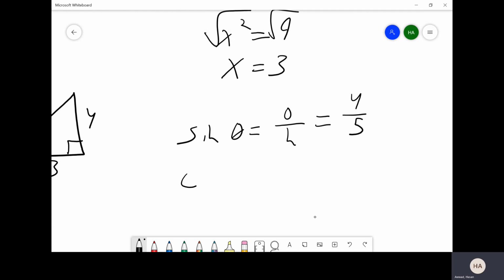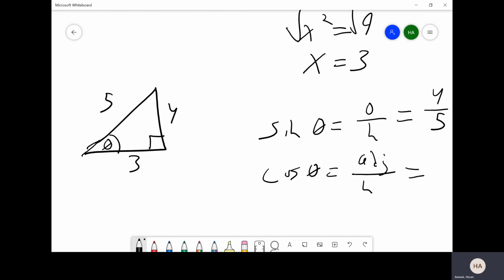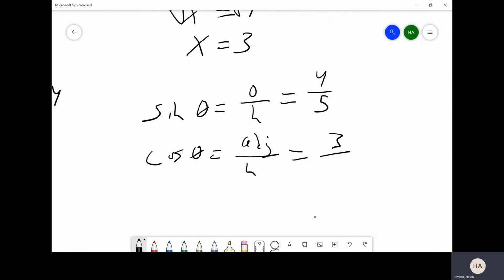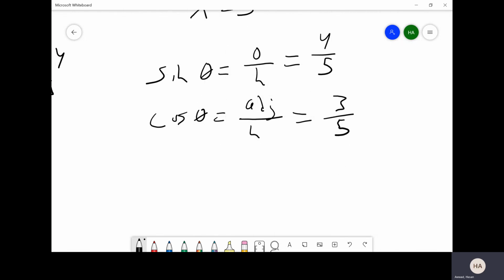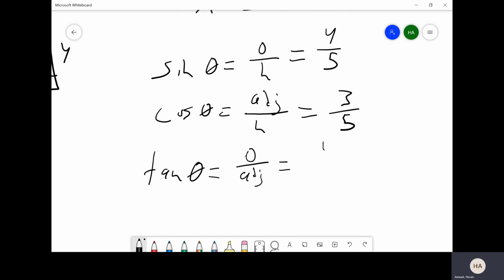Okay, let's move along. Cosine of theta. Cosine of theta should be adjacent over hypotenuse. So adjacent over hypotenuse means my side that is next to my angle, so in this case 3, over my hypotenuse, which is still 5. So we should have 3/5. And last but not least, for the first 3, we deal with tangent of theta. And tangent of theta should just be opposite over adjacent, right? O over adjacent. And what should this come out to be? Well, opposite is 4, adjacent is 3. So opposite over adjacent should just be 4/3, or 4 over 3.